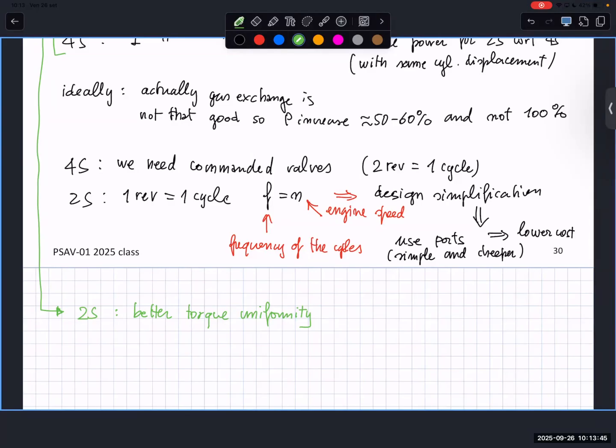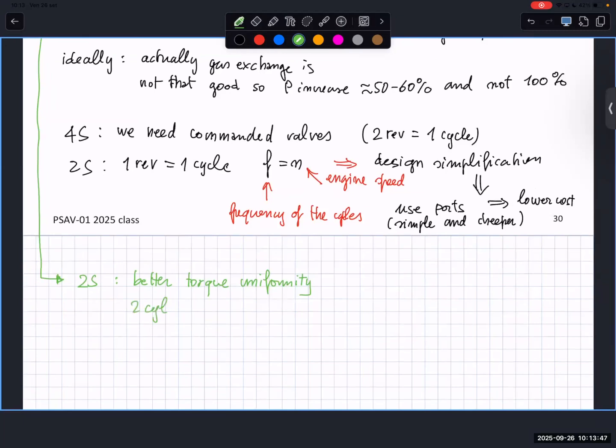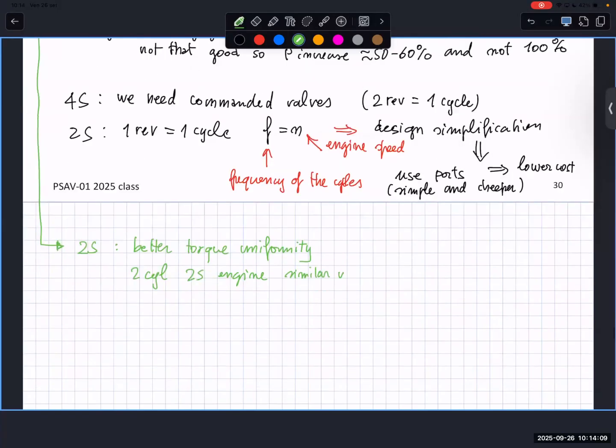So more or less, I can consider that a two-cylinder, two-stroke engine has a similar torque uniformity to a four-cylinder, four-stroke engine, because I have to sum all the torques to have the same uniformity. So similar uniformity of torque of a four-cylinder, four-stroke, because I have to sum the contribution of all the cylinders to regularize the torque.